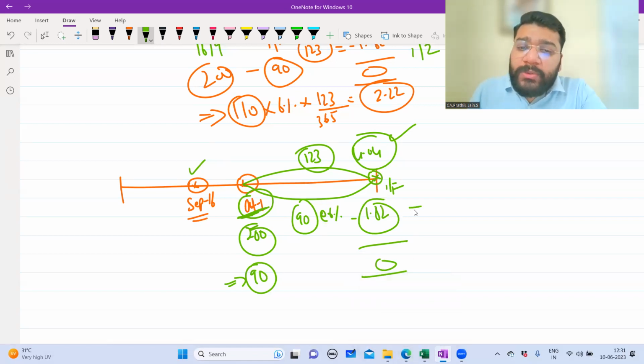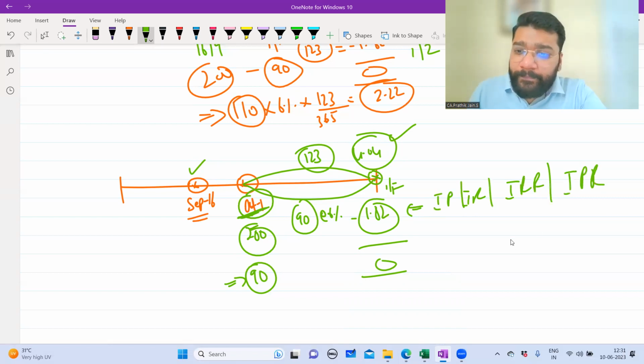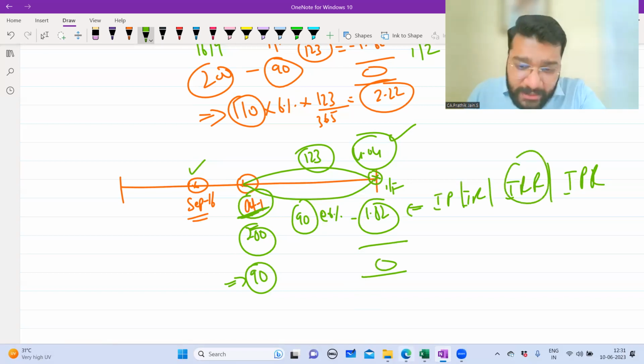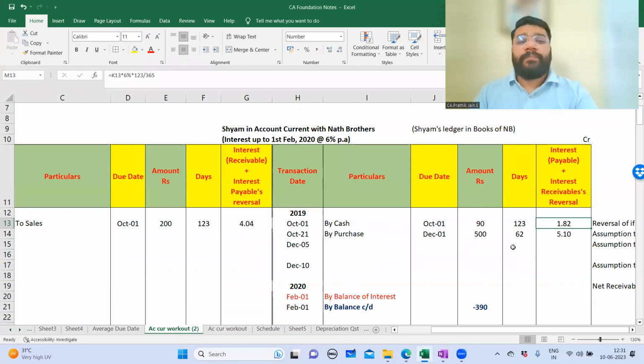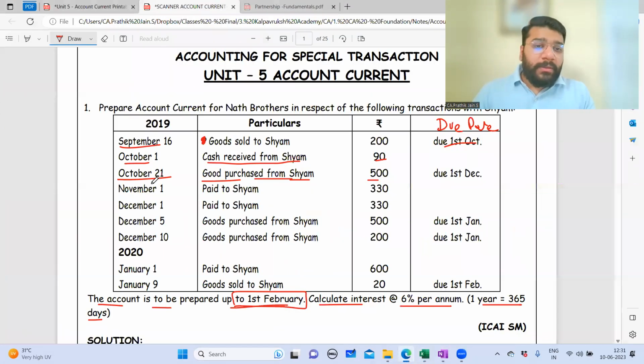So this 1.82 is what? Interest payable or interest receivable? Is it a reversal of interest receivable or of interest payable? Interest receivable reversal. We are reversing it. That is why it is coming on the credit side. Now clear? Yes, sir, 1.82. Clear, sir.